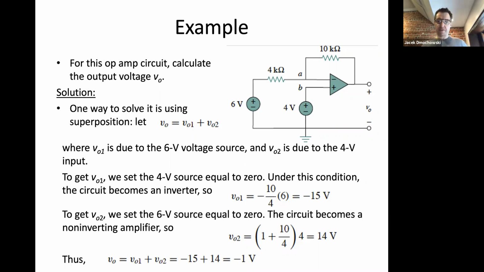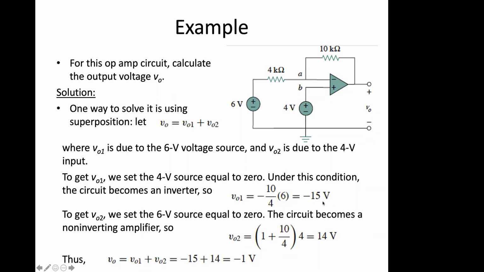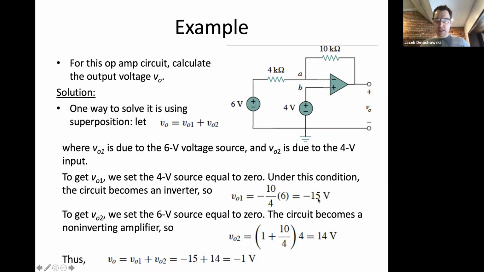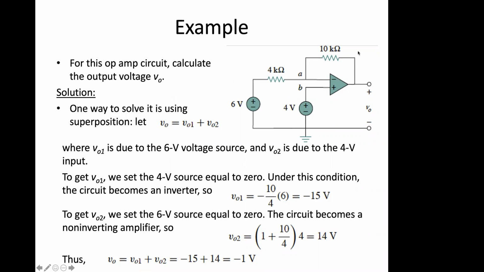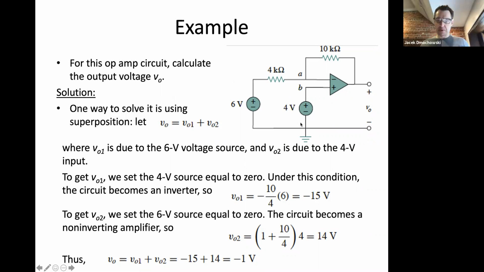Okay, so that's the first way of approaching this problem: solve the op-amp circuit with only the 6-volt, and that produced an inverter with an output of -15. Then disconnect the 6-volt and solve the circuit for only the 4-volt input. That produced a non-inverting amplifier with an output of 14 volts. And then we added those two up to get a final answer of -1 volt.